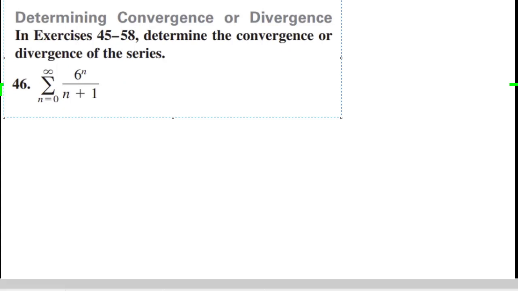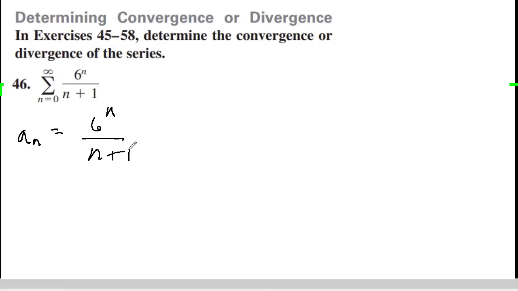Moving on to our next problem, it says determine convergence or divergence. In exercises 45 through 58, determine the convergence or divergence of the series, right? So here, when you look at your terms, a sub n is given to you by the formula 6 to the n over n plus 1. The terms of your series are given to you by this formula.